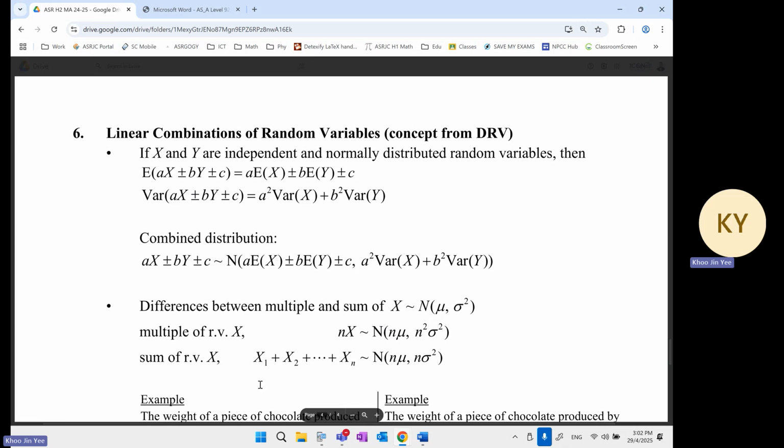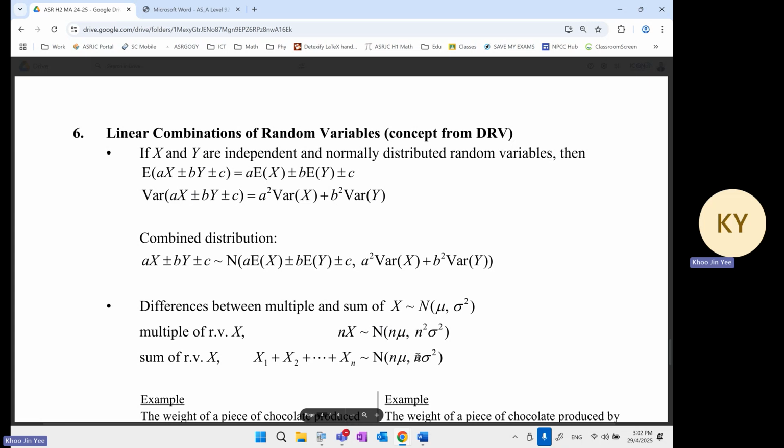However, when you have the sum of X, for example, X1 plus X2 until Xn, where it is a repeated copy of X, the mean also times n because it is n copies of the mean, but the variance is also n copies of the variance. So this is why when you have sums of X, the variance just times n, because it's just variance 1 plus variance 2 plus variance 3 plus variance 4 all the way to the nth variance.